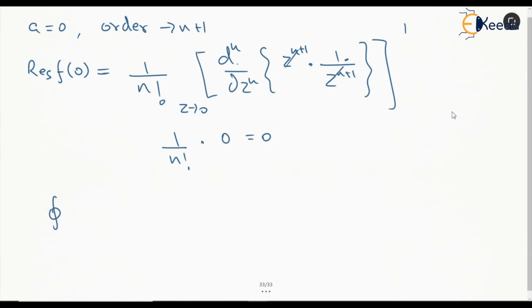and in that case the integration of this function, 1 by z to the power of n plus 1 dz for the curve C, is going to be 2 pi i times the residue. This is the residue at 0, so into 0, which will be 0. So in that case we are going to get the value 0. We can also solve this using Cauchy's integral formula. You must try.